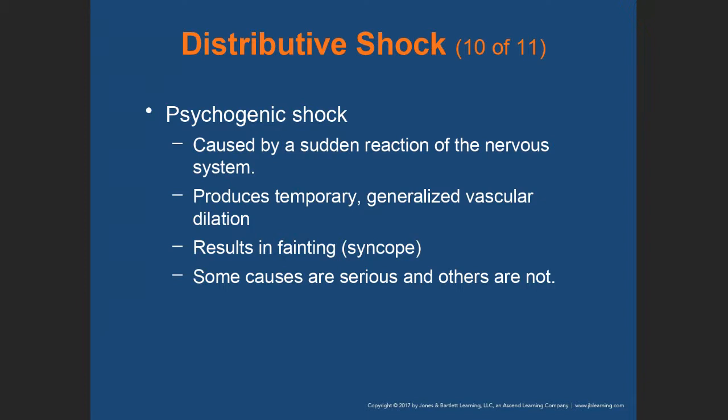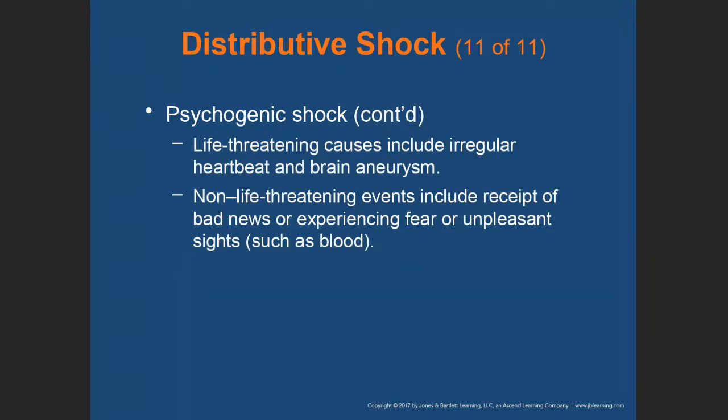Psychogenic shock is caused by a sudden reaction of the nervous system. It produces temporary generalized vascular dilation. It results in fainting, which is syncope. Some causes are serious and others are not. Life-threatening causes include irregular heartbeat and a brain aneurysm, which is a weak point in the cerebral artery. Non-life-threatening events include receipt of bad news or experiencing fear or unpleasant sights such as blood.